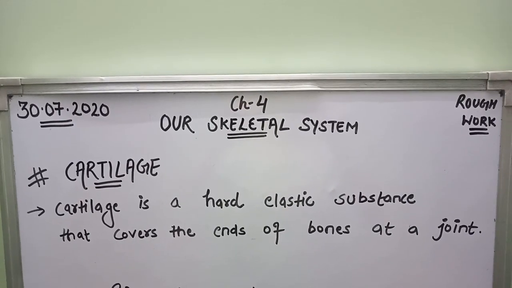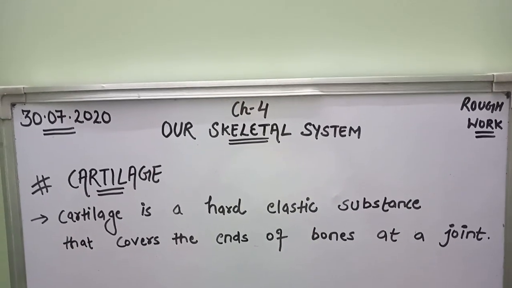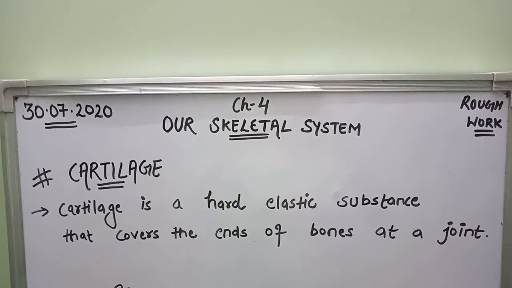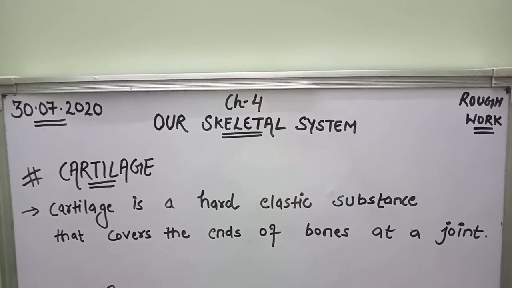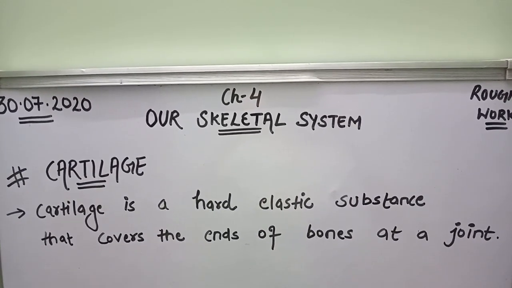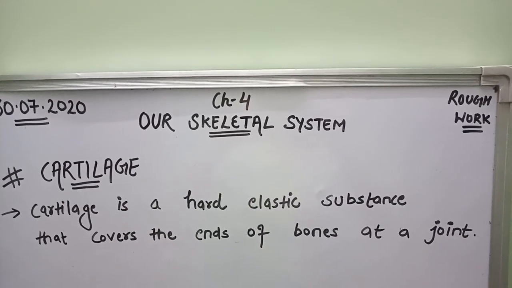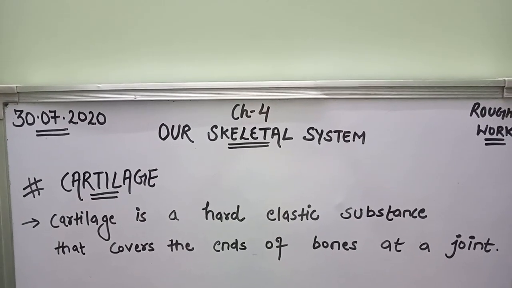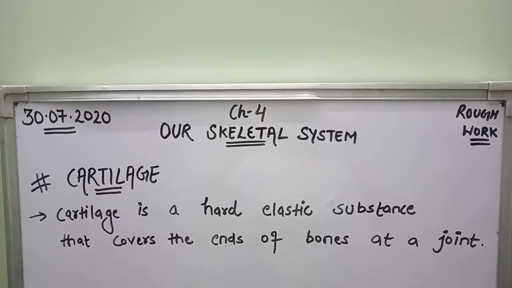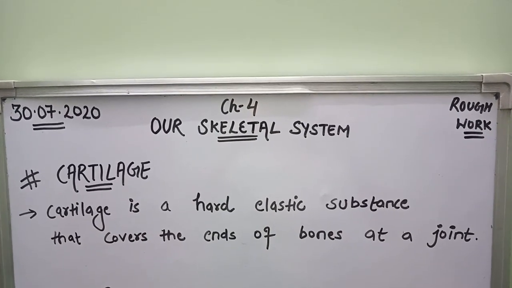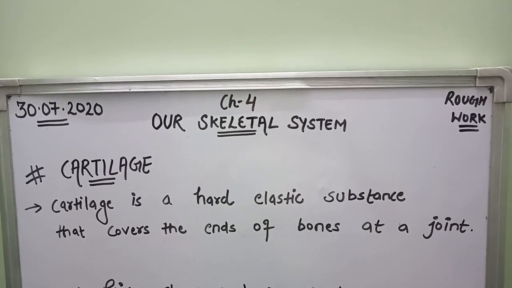So here we are having cartilage, and today we'll learn about cartilage and muscles also. But first of all, we'll move with cartilage. Cartilage is a hard elastic substance that covers the ends of bones at a joint. And you know kids, cartilage plays a very important role in the human body. If you want to note it down, then you can note this definition in your rough copy.